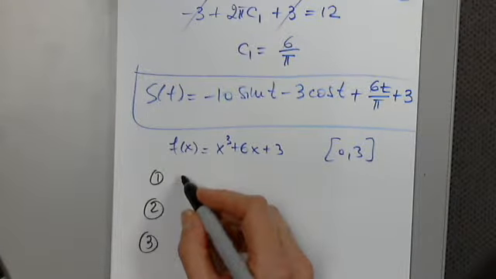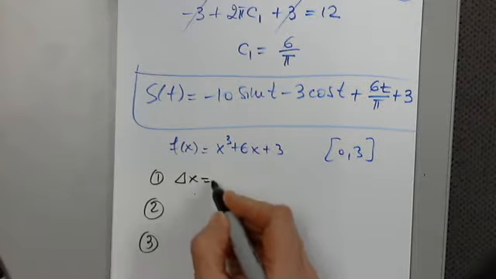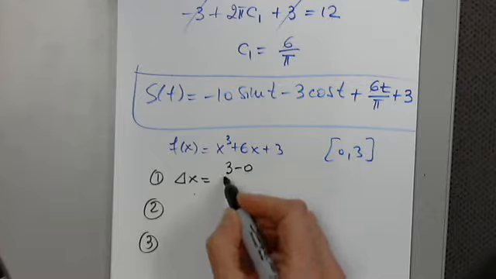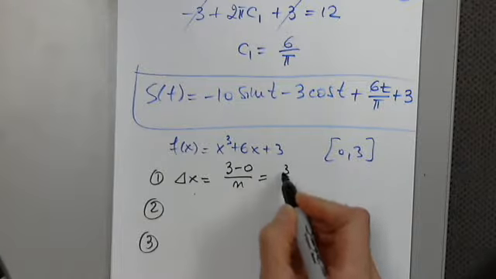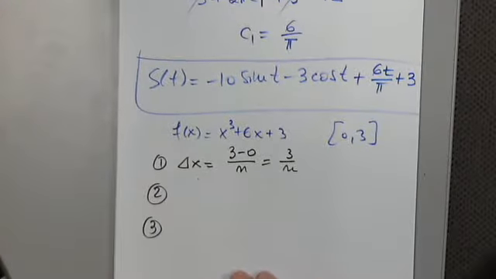Make sure it's continuous. It is a function that is continuous, yes. Delta x. Very good. Remember, b minus a over n, or 3 over n. That's the first prep. What is the second prep?